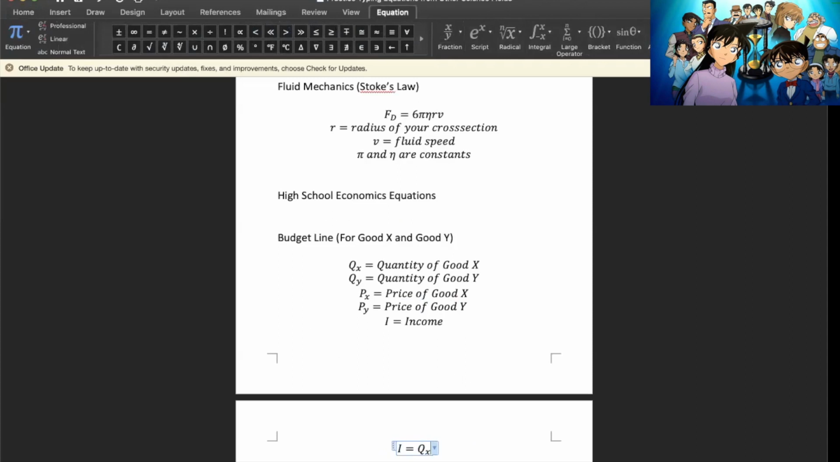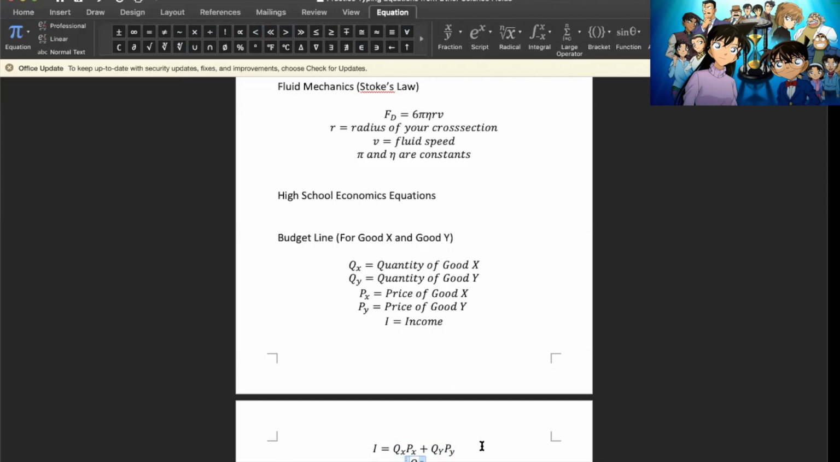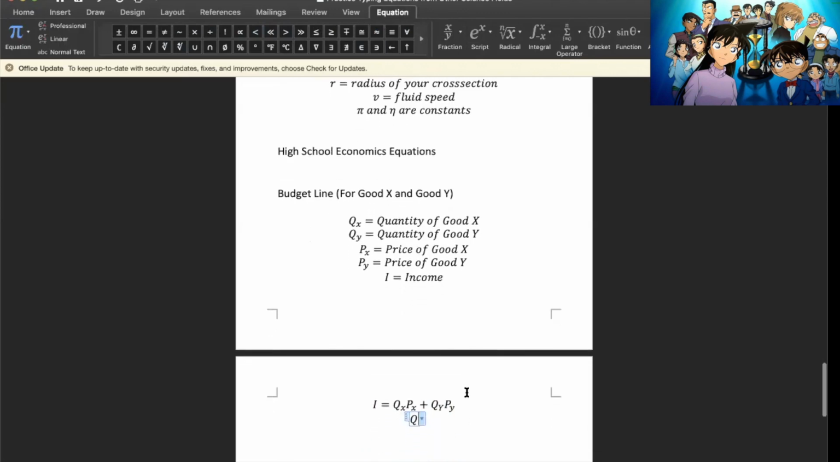I equals Q subscript X times P subscript X. So the quantity of good X times the price of good X plus the quantity of good Y times the price of good Y. So that's it. And then the quantity and price are inversely related to one another with regards to the income, because you can represent each as this, I times P over Y, and this.